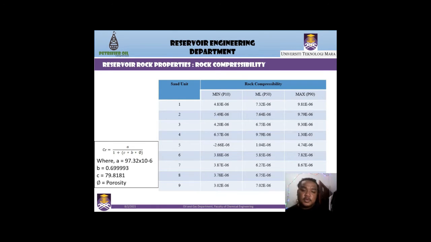Next property is rock compressibility. This is important because it is necessary to determine the decrease in pore volume because of the changes in reservoir pressure. Such changes occur because of the increase in depth and the pressure produced from the rock above the reservoir itself. The compressibility of Lama Merah on different sand units is shown in the following table.